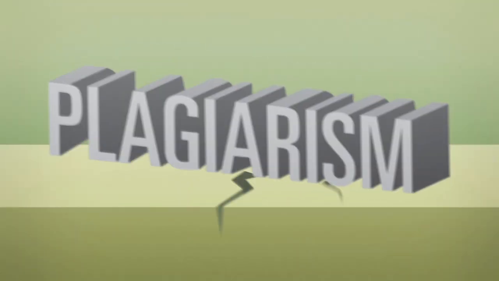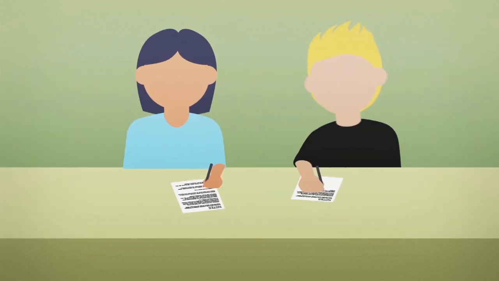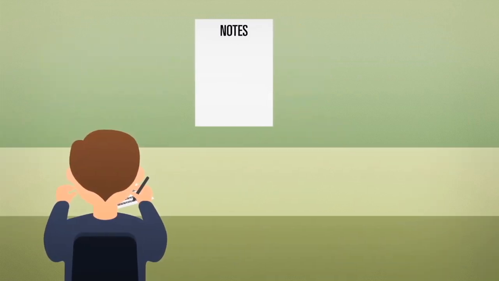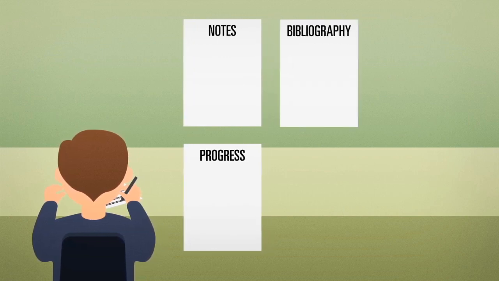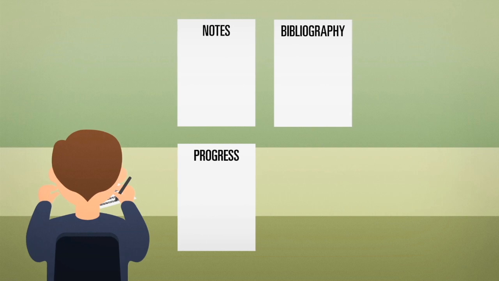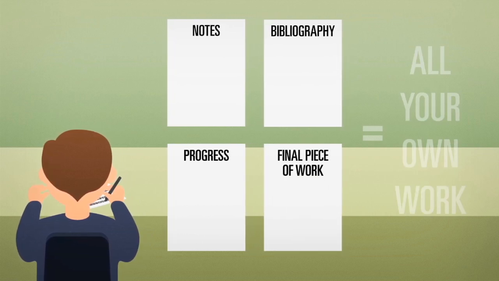Plagiarism. This is a very important word and you need to understand what it means. Plagiarism is cheating by copying. As you gather information about the tasks, make some notes about what you have found out and record your progress in your own words. You also have a bibliography that you would have built through your investigation. These, together with your response to the tasks, are all your own work.